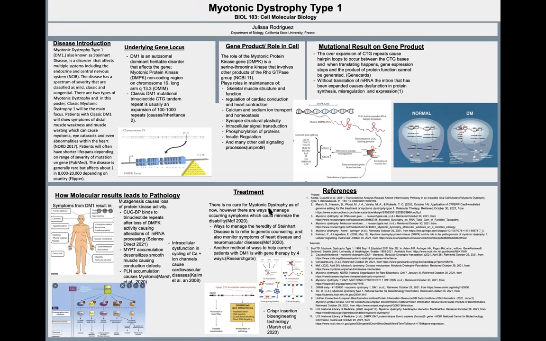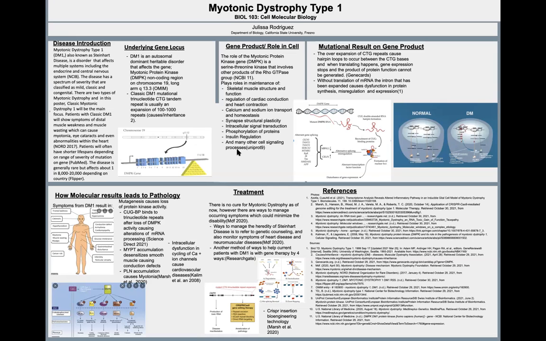As for treatment, there is not much we can do when it comes to myotonic dystrophy type 1. However, there are ways to manage occurring symptoms which could minimize the disability. You could also go to genetic counseling to see if you have an early start of heart disease. And you should also be monitoring your symptoms of heart disease and neuromuscular diseases.